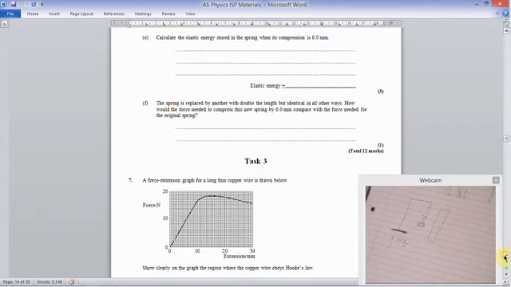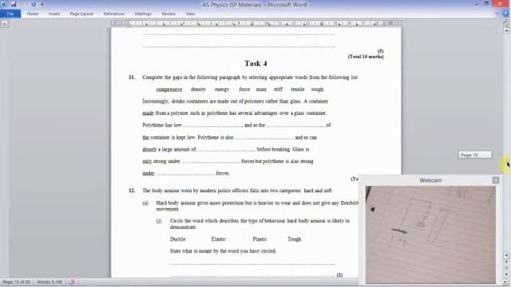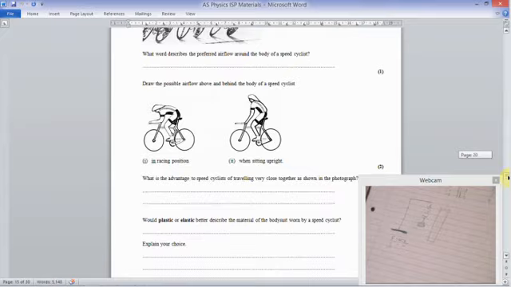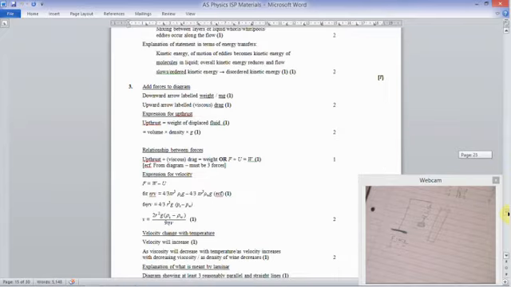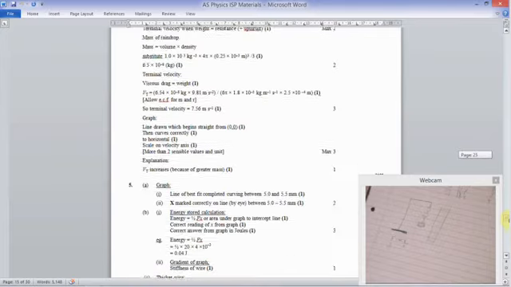The spring is replaced by another one with double the length but identical in all other ways. Explain how the force required to compress this new spring by 6 millimeters compared with the force required for the original spring. So it's going to be harder if it's twice as long? Well, that's like adding another spring in series. That means it's easier to actually compress or extend it. So it's easier for this compression or extension to take place, so less force is actually required.